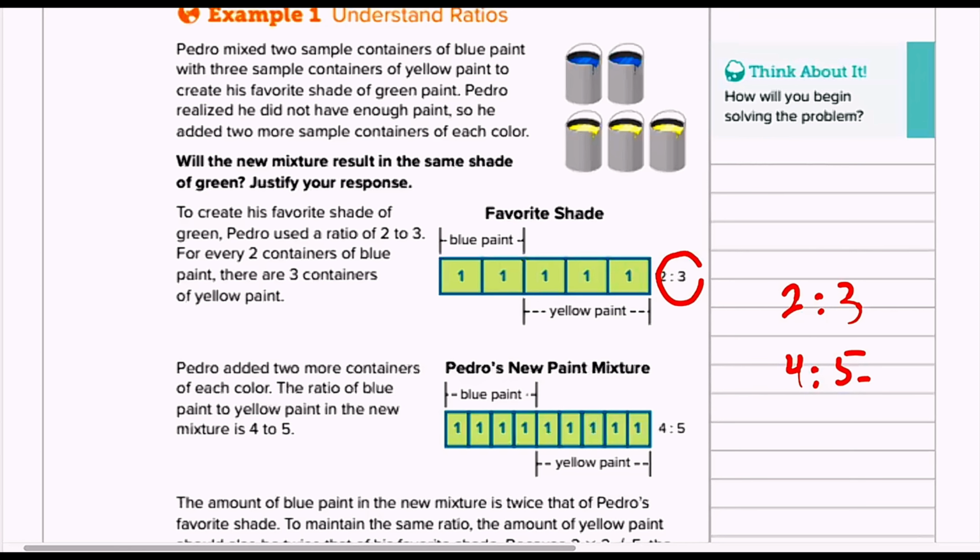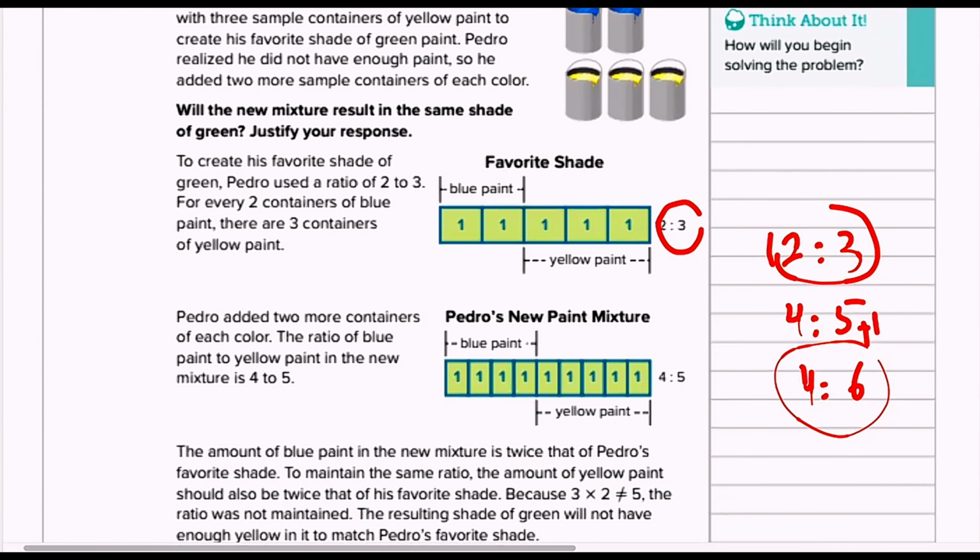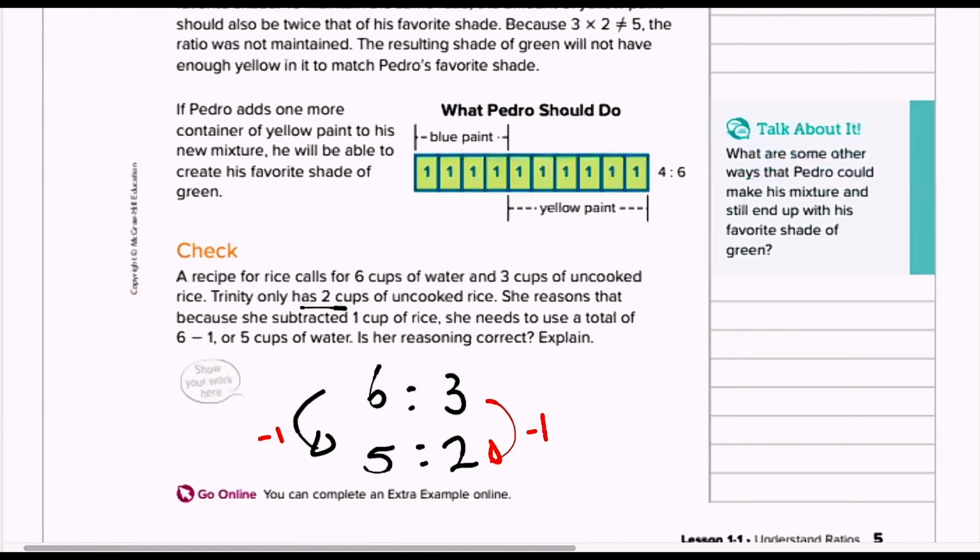You have to go to the other quantity and do the same thing to it. Then you need to add 1 more container of yellow paint to get the same relationship. That means if you want to compare this ratio to this ratio, yes, we have the same relationship. Then to maintain the same ratio, you have to check the relation. But from that ratio to that ratio, the ratio was not maintained. Okay?